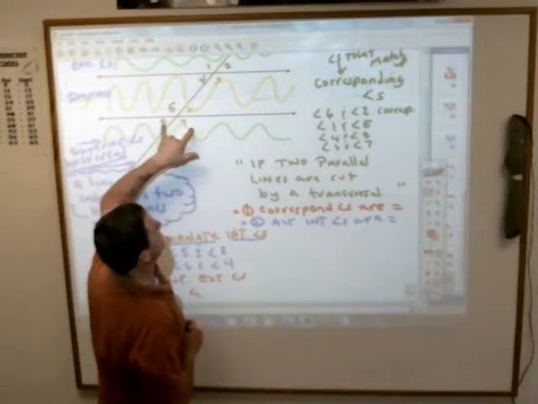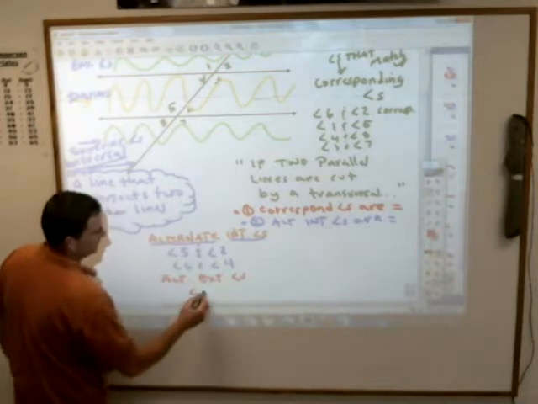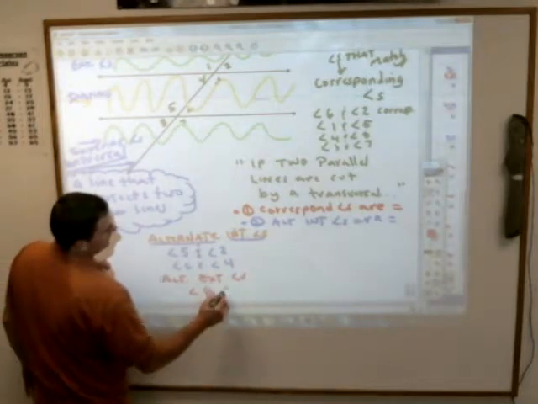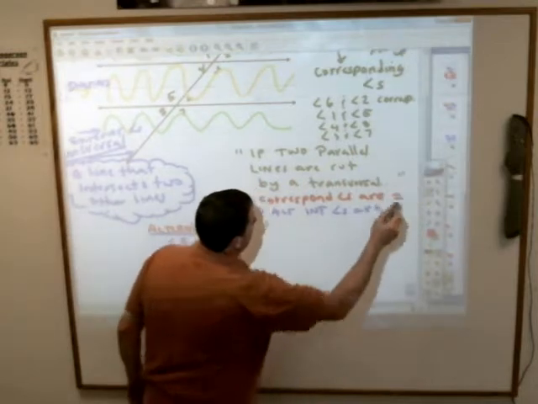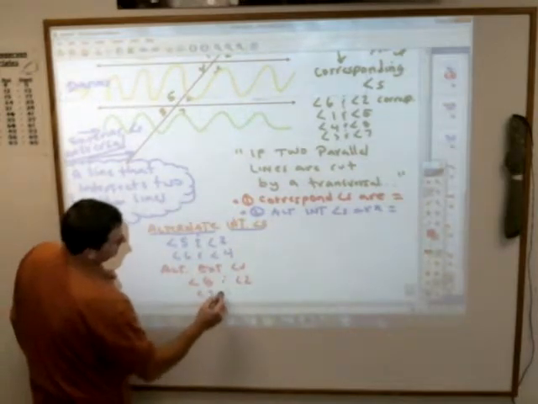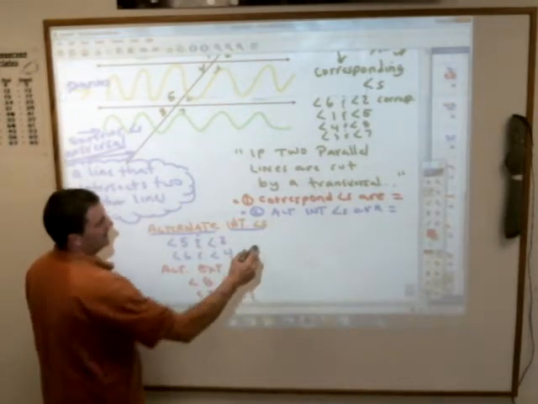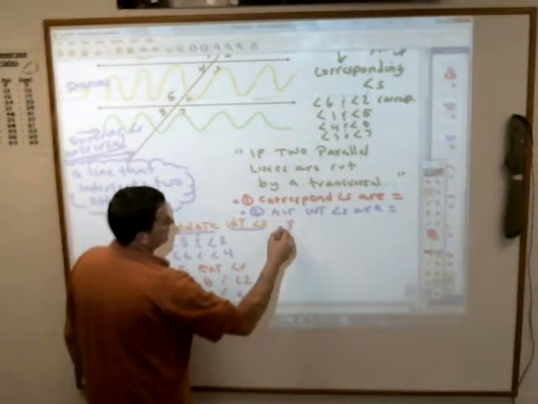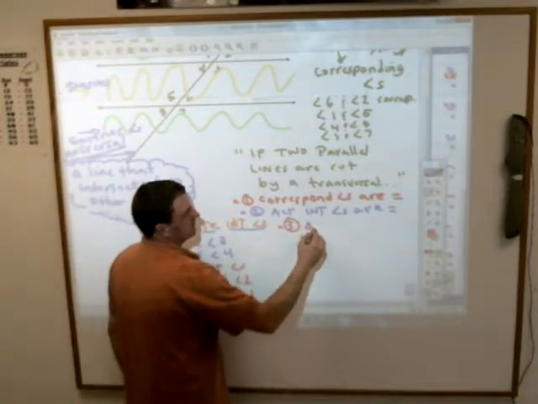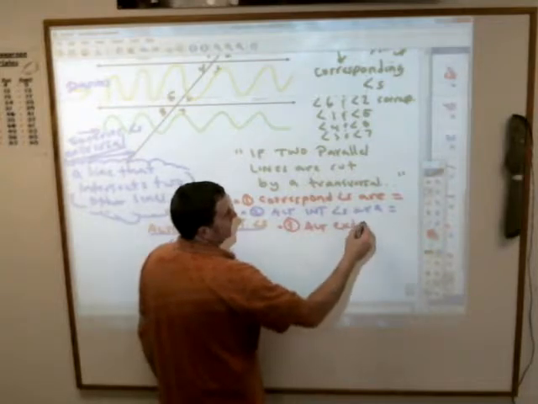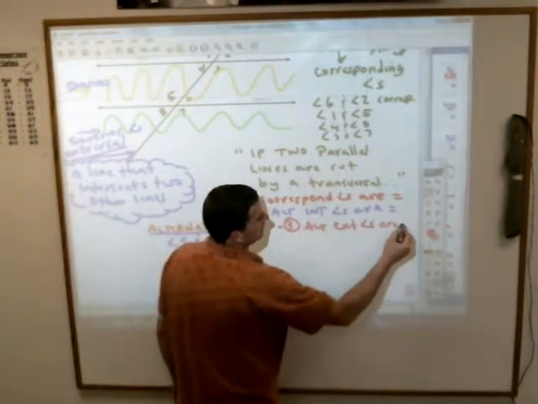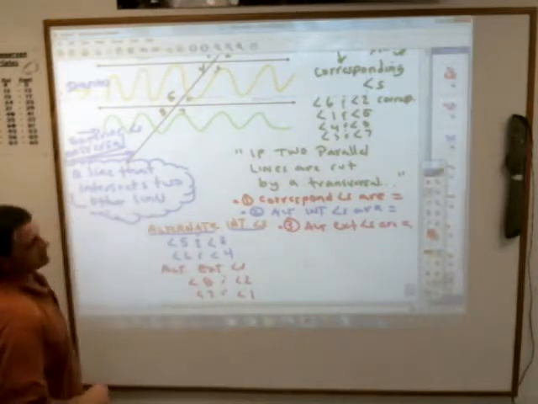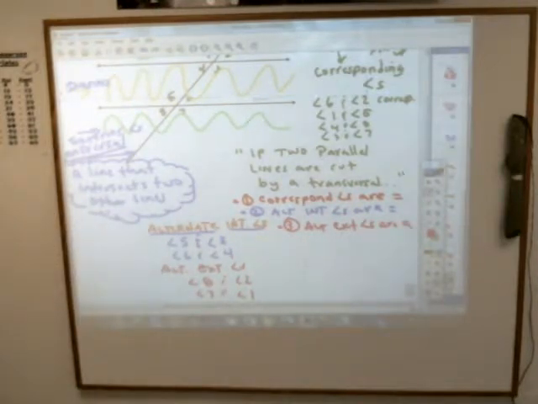They're on alternate sides of the transversal. They're exterior angles. So angle 8 and angle 2, as well as angle 7 and angle 1. And guess what we're going to say about those? Alternate exterior angles are equal. Exactly. Alternate exterior angles are equal.